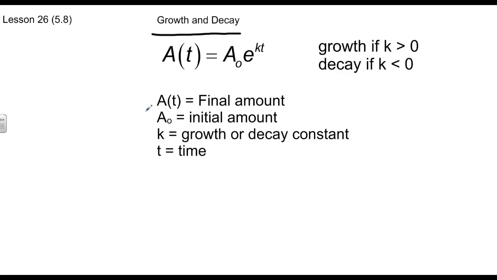Each of these terms corresponds to the following amounts. A of t is like your y, your final amount. A sub o is your initial amount. K is a growth or decay constant, so this is going to be the same for any type of growth or decay of the problem's specific nature, and t is the time.